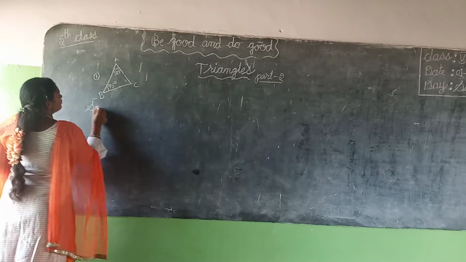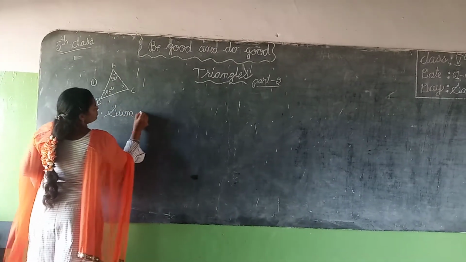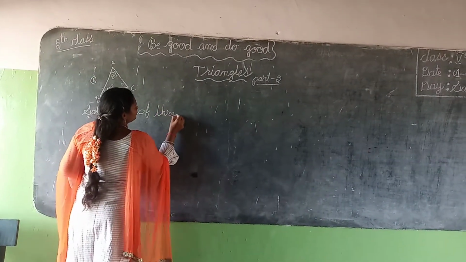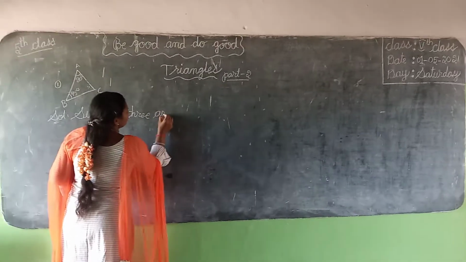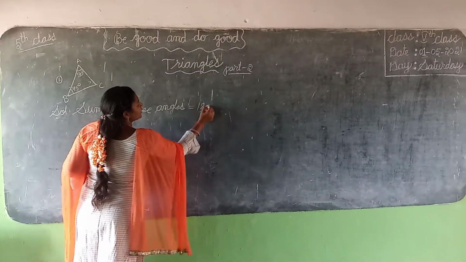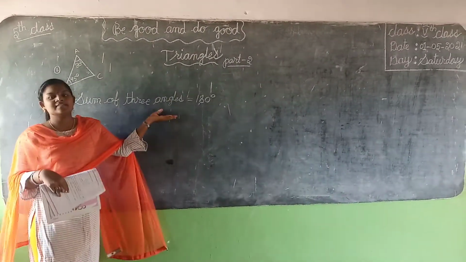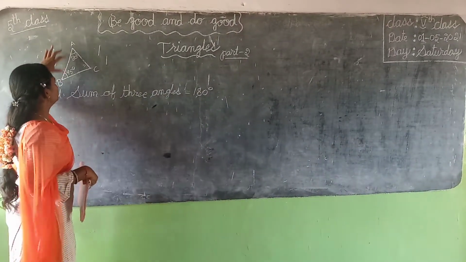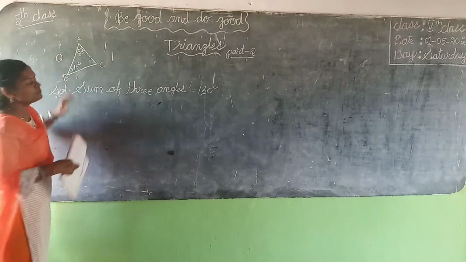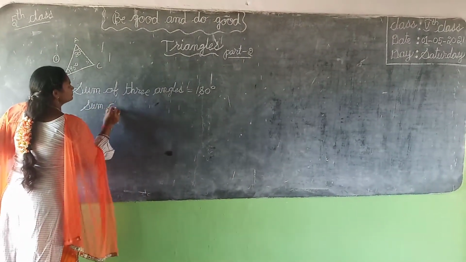So the sum of the three angles, what is it? The sum of the three angles is always 180 degrees. Okay, now clear? So the sum of the three angles is 180 degrees. Two angles, angle A and angle B, are given. So we add the given two angles.